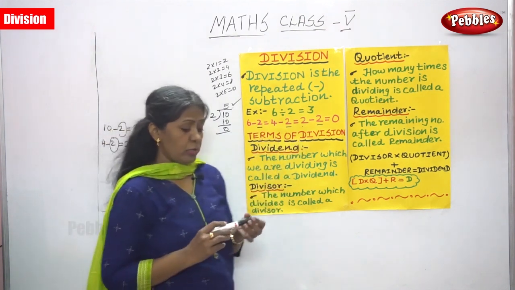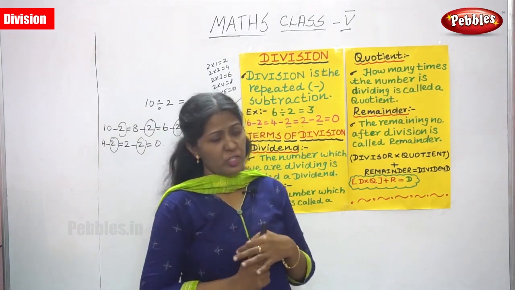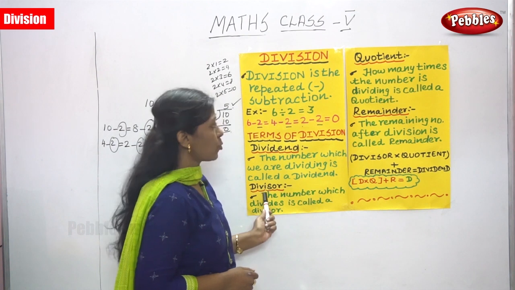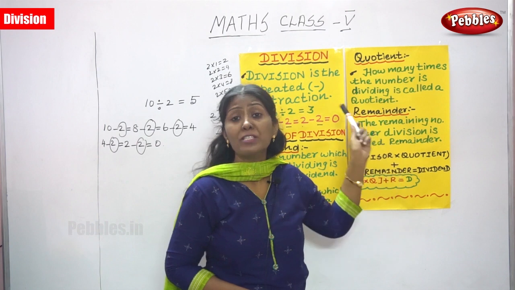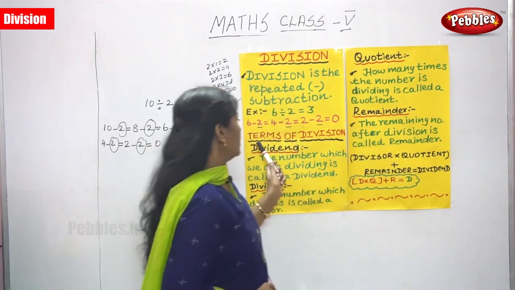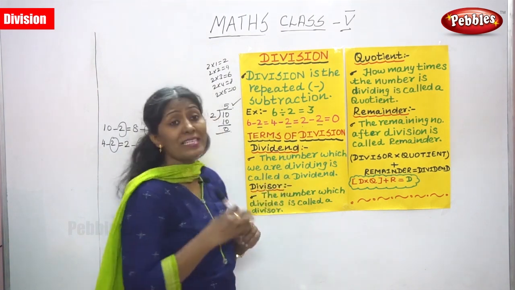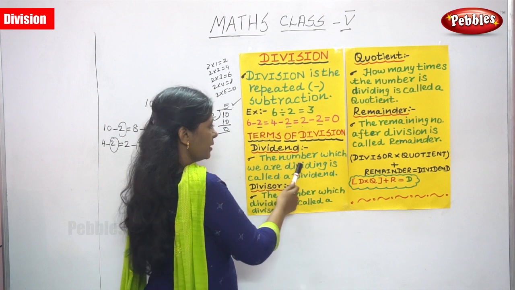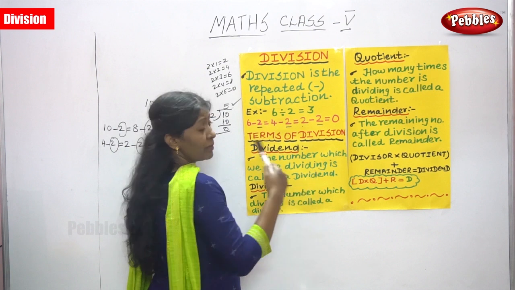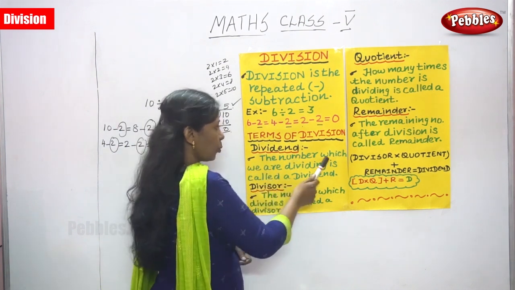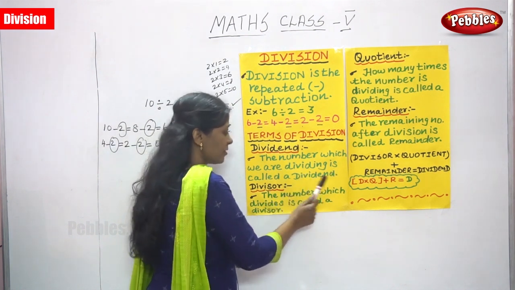Okay. And now we are going to discuss the terms of division. What are the terms of division? That is dividend, divisor, quotient, remainder. These are the major terms you must know and you must learn. So dividend, what is the meaning of dividend? The number which we are dividing is called a dividend. I'll repeat. The number which we are dividing is called a dividend.